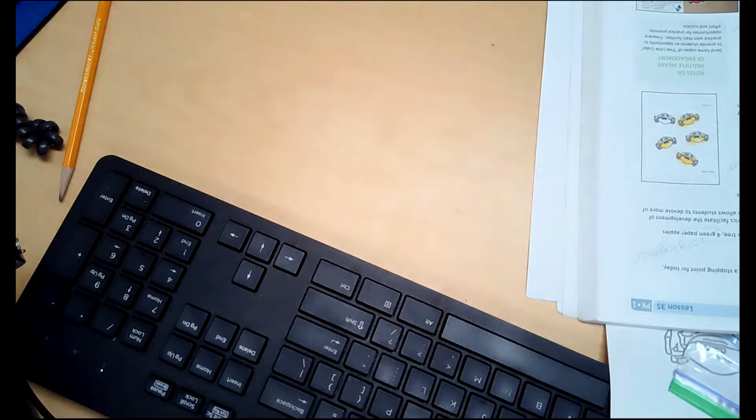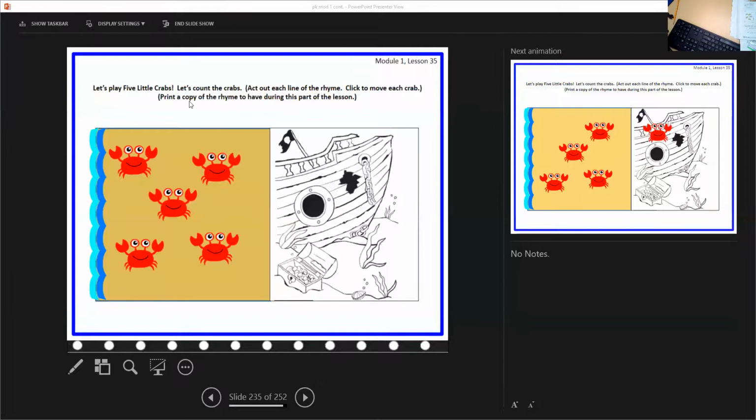Okay, so going back, this one. Okay, so we are going to count the crabs again. 1, 2, 3, 4, 5. And we are going to do a little rhyme. Okay, so on this, hold on, let me get my rhyme here.